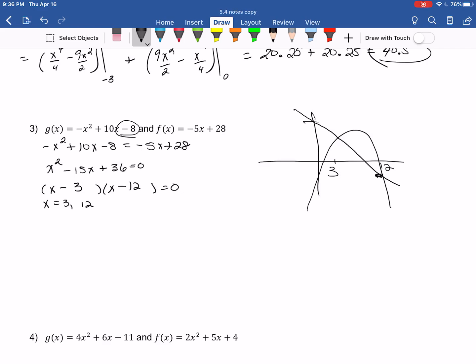Okay, and so the area that we're calculating is this piece inside from 3 to 12. So the top function is the parabola, that's the g function. G is on top, and then the linear function is on the bottom, right? G's on top, f's on the bottom, yes. Okay, good. So we're going to integrate from 3 to 12.